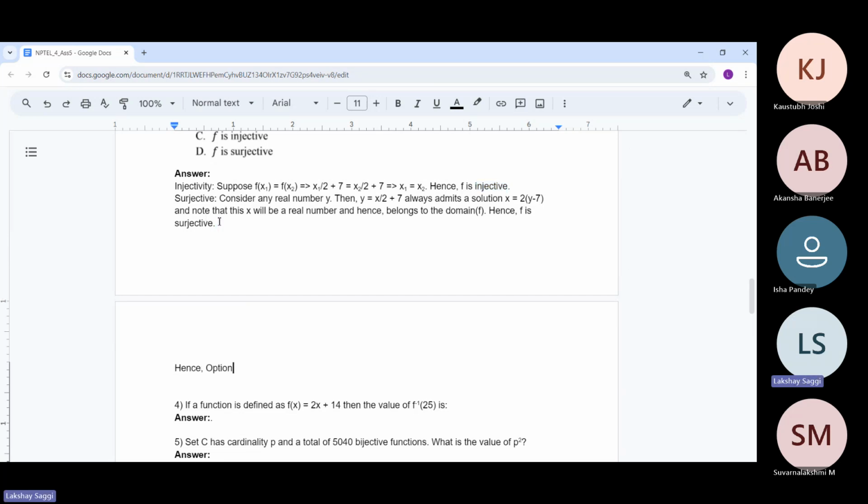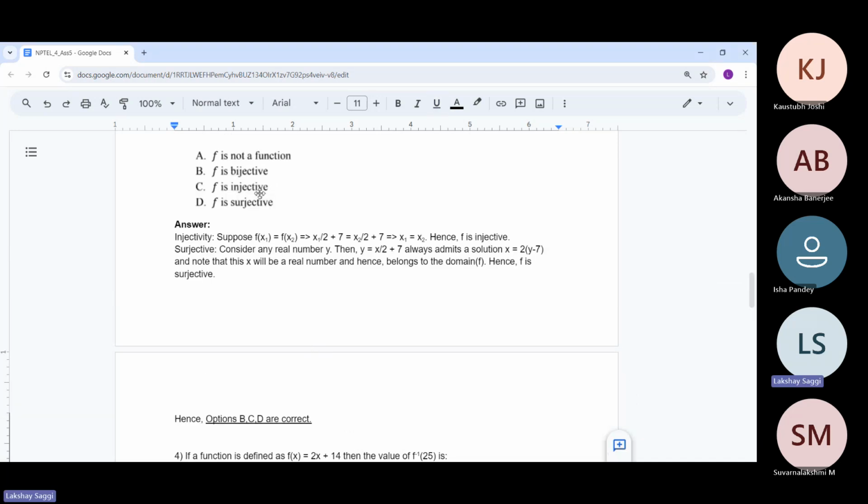Hence, options B, C, D are correct. So I hope this makes sense to everyone. Okay, so in the chat, I see that people have written answer as B. So B is bijective, but suppose it was a multiple correct question, then B, C, D would be correct. But if it was a single choice, then bijective is the better answer to give. Right. So good job again, Akansha.